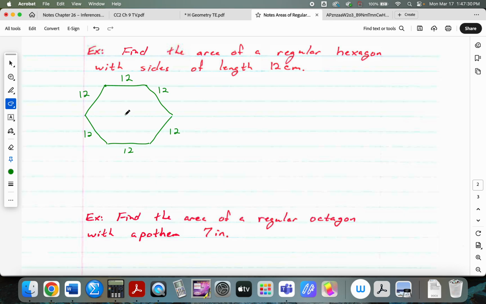Next thing I'm going to do is draw in a central angle. So it's sort of like the hands on a clock. And it's important that I know how big that central angle is. So the central angle is going to be 360 divided by 6, since there are 6 central angles if I drew them all in. That gives me this central angle is 60.